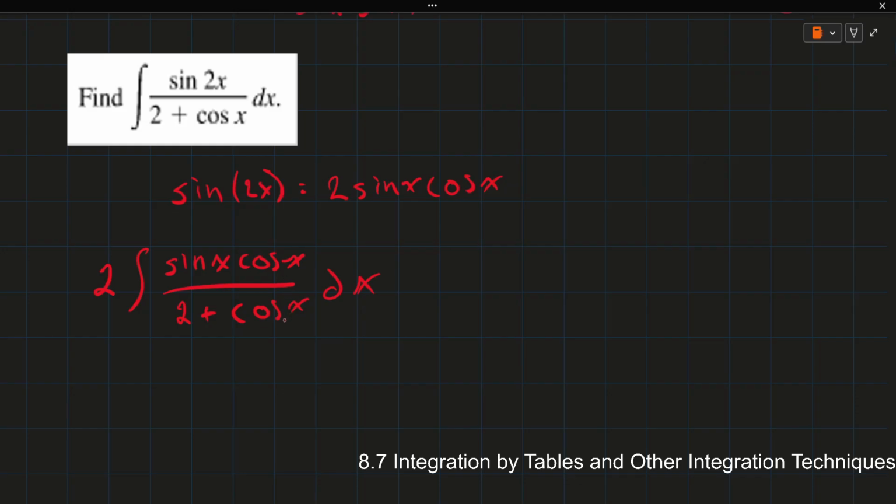So now that we at least have the same argument on all the trig functions, I think that's a great first step. Maybe check my tables again. Is this in the tables? Sine u cosine u over a plus cosine u du? Unfortunately, still no.